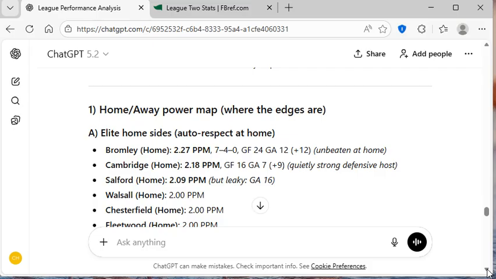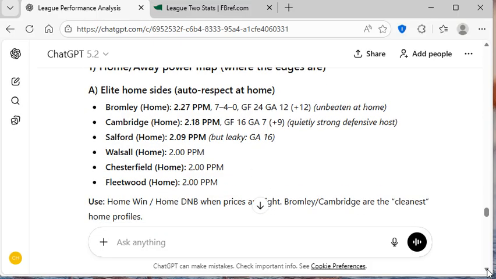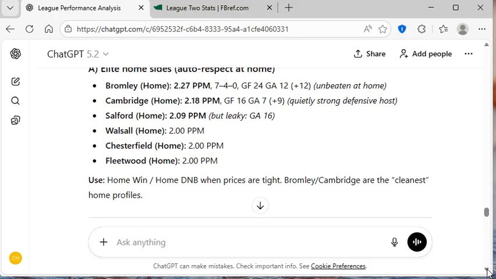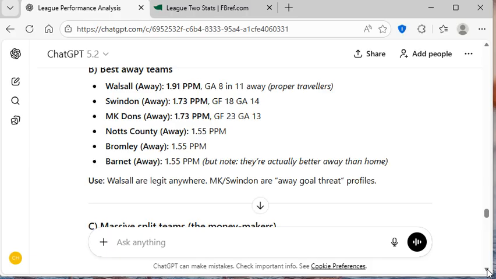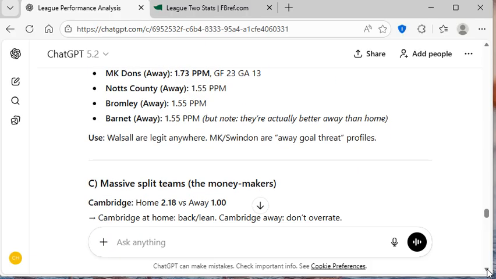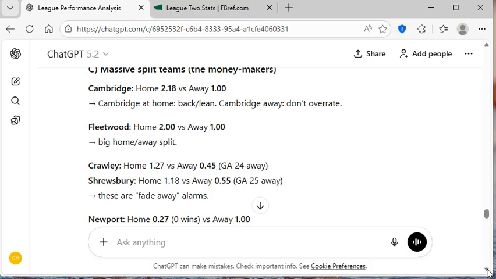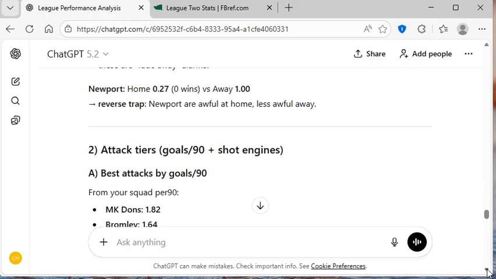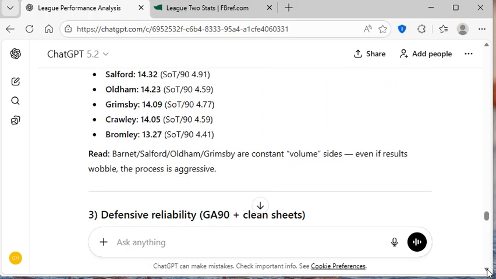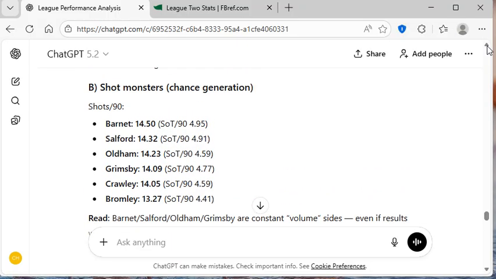the stats. So here you go, home and away power map, elite home sides. So there you go, you can see certain things. I'll gradually scroll down. You can watch this in slow motion, put it down to 0.25 or 0.5 if you want to watch it in slow motion once I've uploaded it. So basically, it's really analysed these. I'm going to scroll a bit more. So you've got something there called shot monsters. I'm guessing, I don't even know what it means. I think they have a lot of shots.